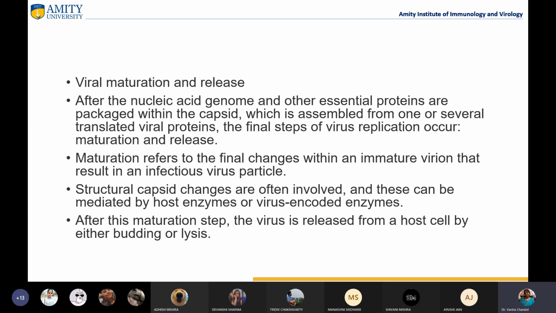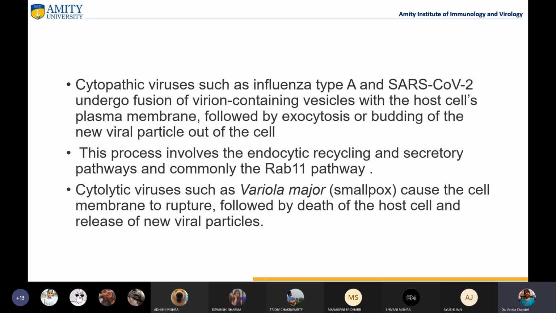After this maturation step, the virus is released from a host cell by either budding or lysis, which we discussed in the last slide. Certain cytopathic viruses such as influenza type A and SARS-CoV-2 undergo fusion of virion-containing vesicles with the host cell's plasma membrane, and then exocytosis or budding of a new viral particle outside the cell takes place. This process involves the endocytic recycling and secretory pathways, known as the RAB11 pathway, right?